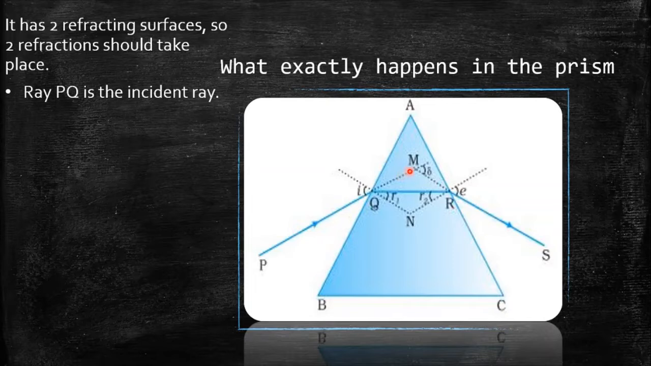Now, how and why are we going to use this? I'm going to tell you later. But majorly, let us see now what happens to the refracted ray. Can you tell me which is going to be my refracted ray? Yes, ray QR is going to be the refracted ray, correct?